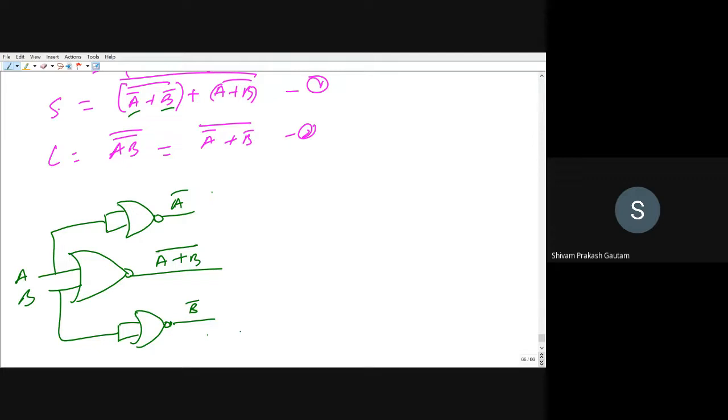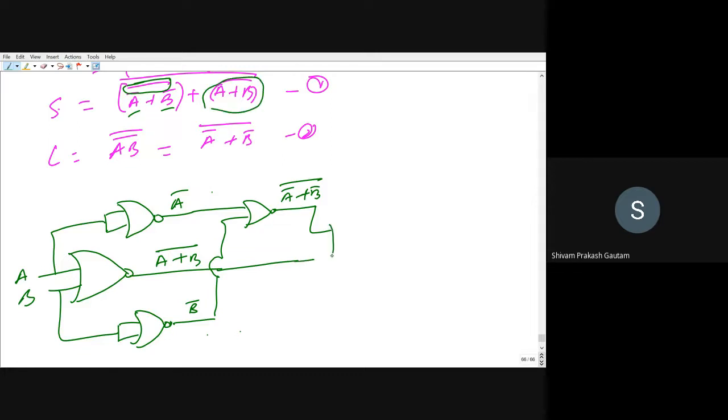So A bar and B bar we have already got, and to the whole bar, you can see whole bar is this. So what I can do, I can take this here and I can pass it through a NOR gate again. So this will be A bar plus B bar whole bar, right? And now at the last we have to add both of them, because A bar plus B bar we have already got, you can see here, right? And we have to add both of them. So this will be A bar plus B bar whole bar plus A plus B whole bar, the whole bar.